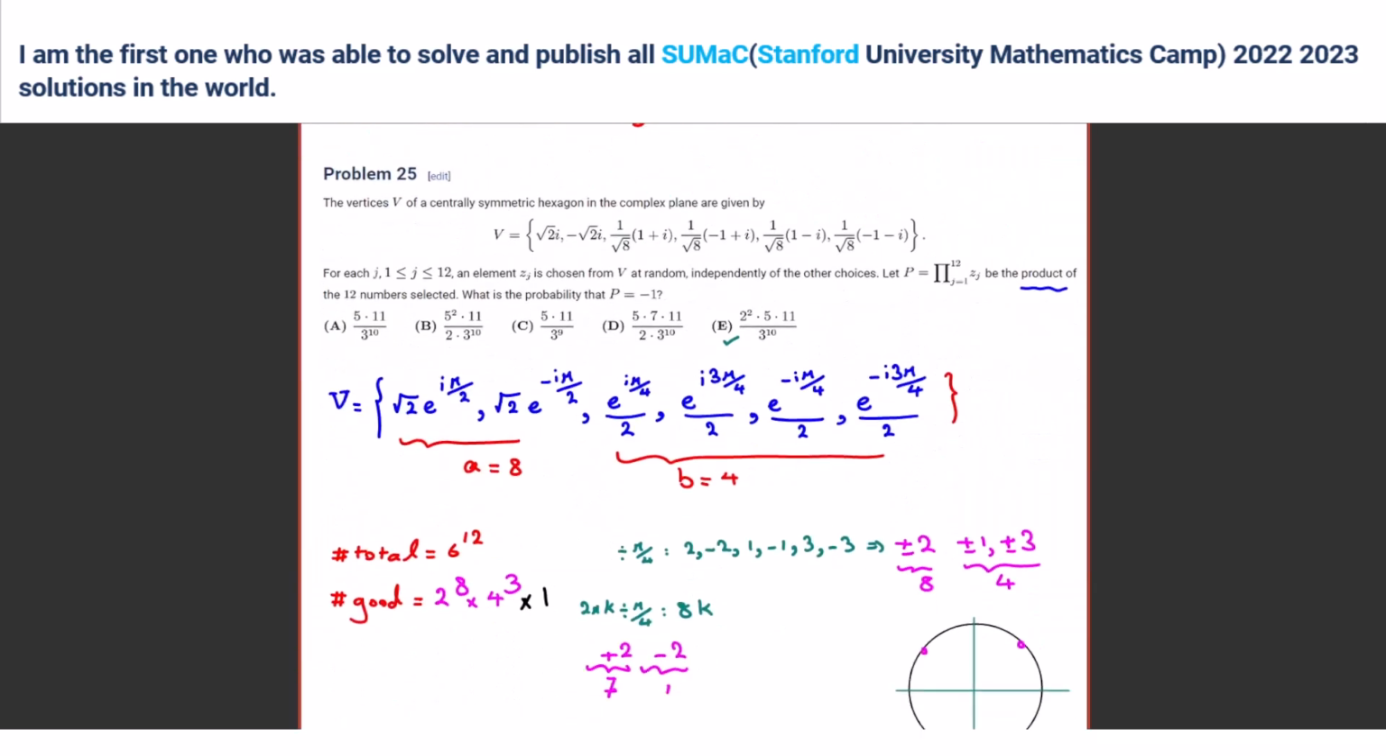So it will be 2 to the 8 times 4 cubed. If we divide, it will be 2 to the 14, and it will be over 3 to the 12, right? Let me check. Do we have these in the choices? Oh, it says negative 1, negative 1. So it shouldn't be 8k. It should be 2 pi k plus pi, right? The angle should be here. So when you divide, it is 8k plus 4, right?